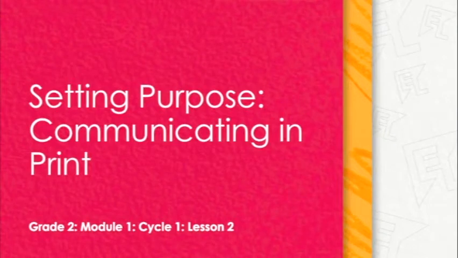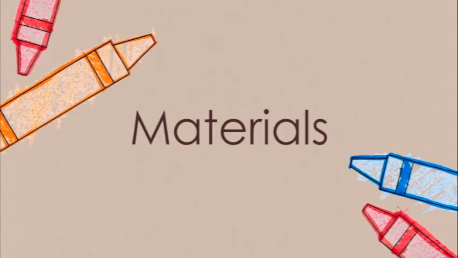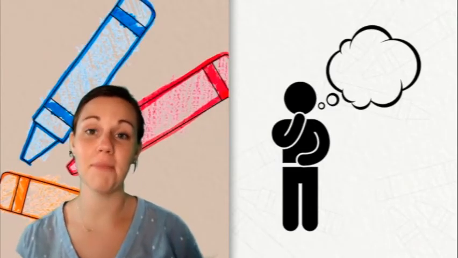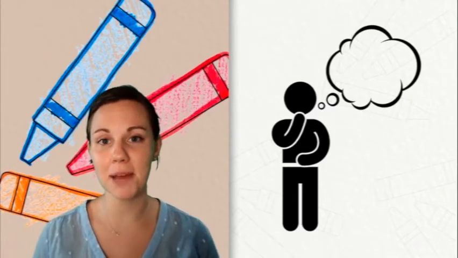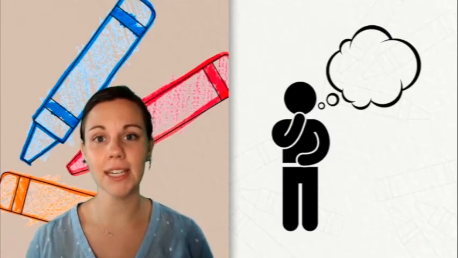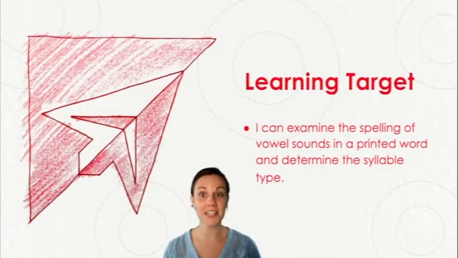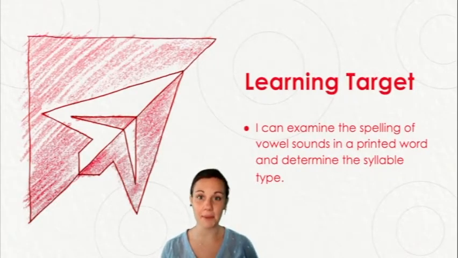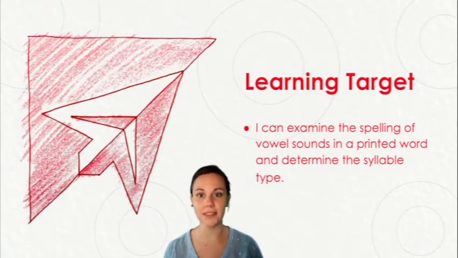Today we'll be working on communicating in print. This is Module 1, Cycle 1, Lesson 2. Materials! Today you'll need paper and pencil as your materials. If you have the special handwriting paper with a mouse on it, go ahead and use that. If you don't have that paper, any lined paper will work just fine. We only have one learning target today. I can examine the spelling of vowel sounds in a printed word and determine the syllable type.